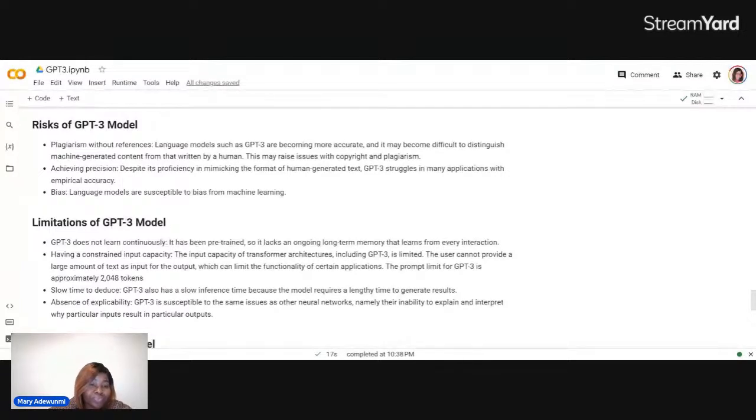Then there's a constrained input capacity too. Just like T5, but this one is better: approximately 2048 tokens compared to T5's 512. Slow time to deduce, and an absence of applicability, that is, the ability to explain and interpret, which has been sorted out or is still in the process of getting sorted out. Sometimes it gives you some good explanation, but sometimes it gives you an explanation that is not accurate.